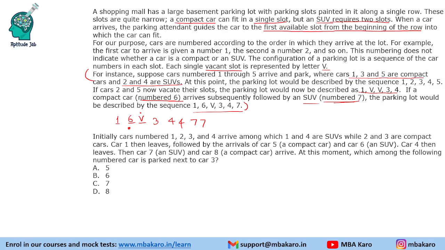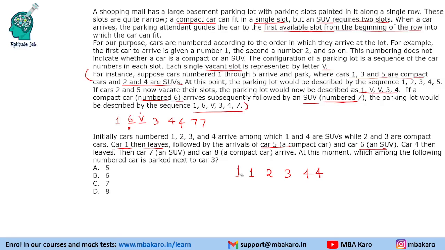So let us look at the first question. It says initially cars numbered 1, 2, 3, 4 arrive, among which 1 and 4 are SUVs while 2 and 3 are compact cars. So 1 will occupy two places, then 2, 3 and 4. This is followed by 5 and 6, and then car 1 leaves.